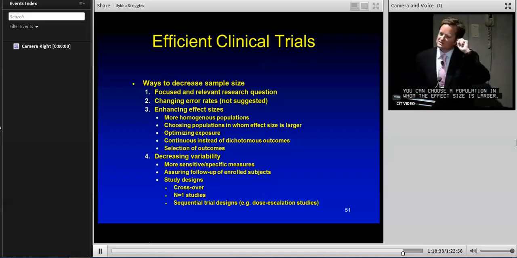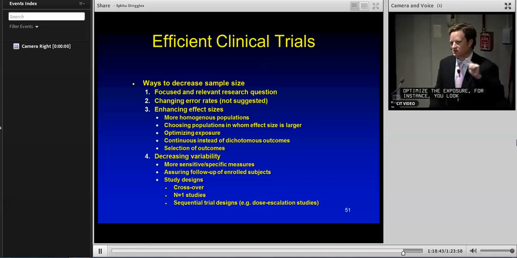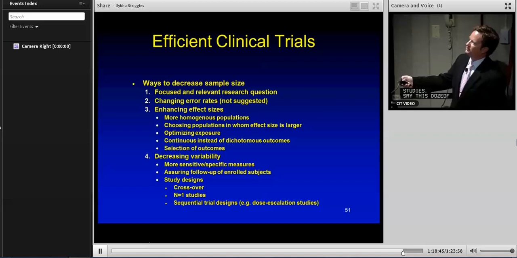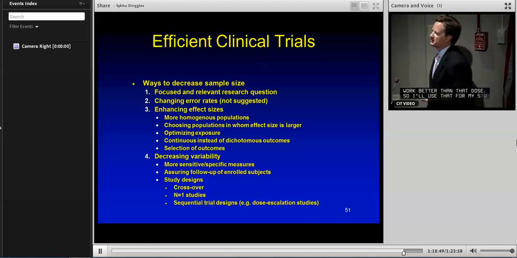Make sure that you're optimizing the exposure. For instance, you look at previous studies and say, this dose of drug seems to work better than that dose, therefore I'm going to use that for my study. You can use continuous instead of dichotomous outcome measures.